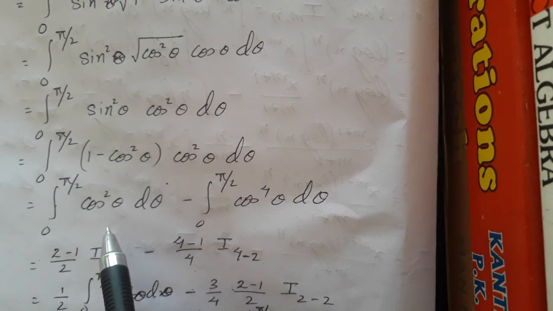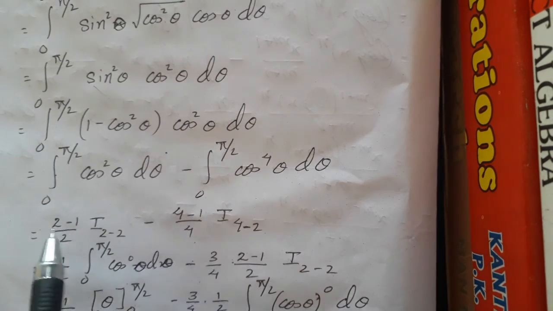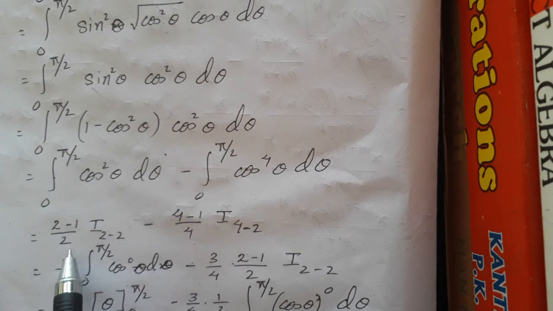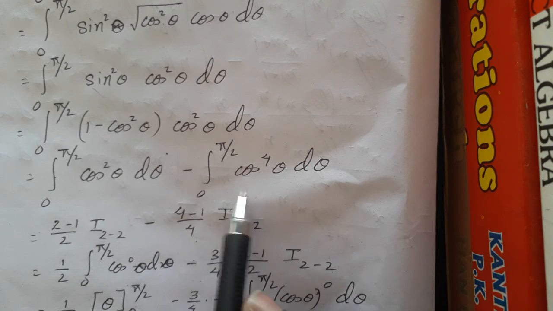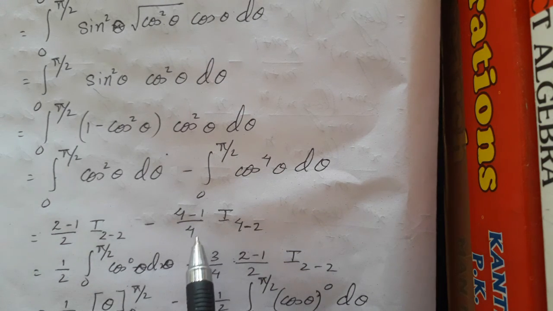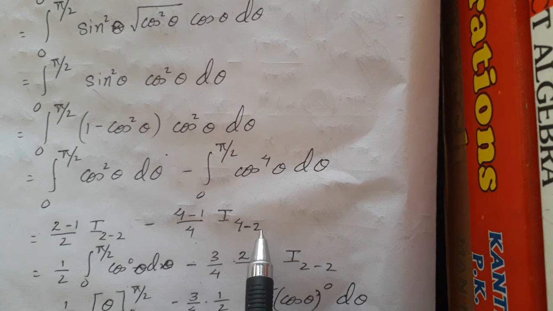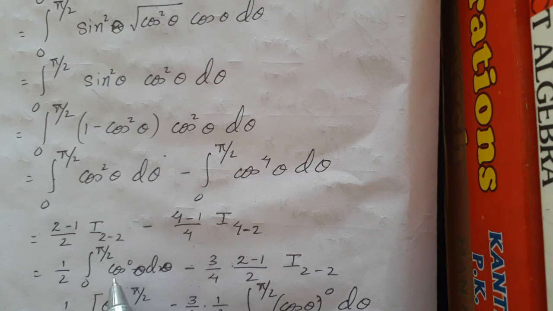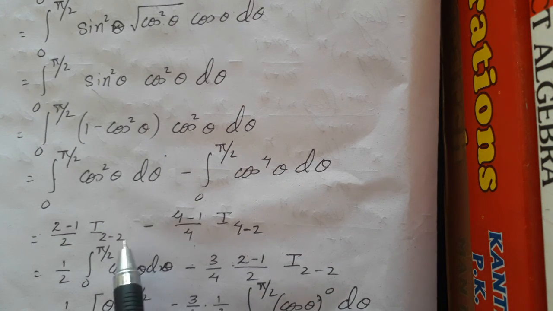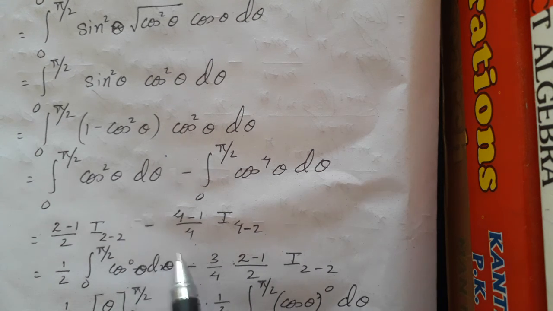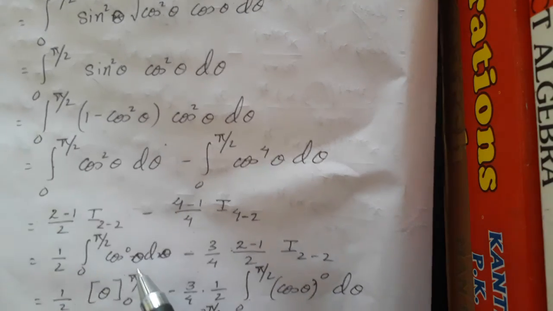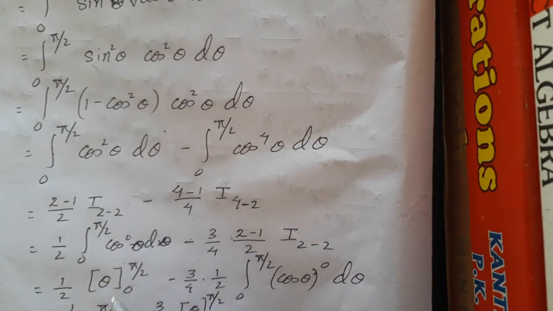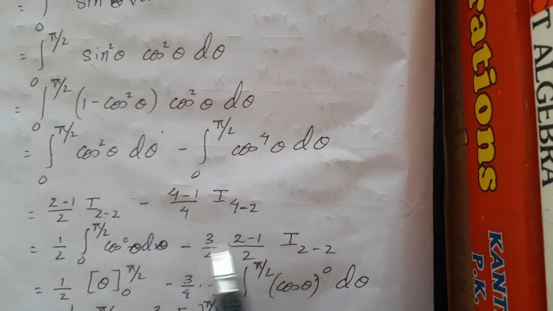So we apply the reduction formula here. We get (2 minus 1)/2 times I_(2 minus 2), minus, here n is 4, so (4 minus 1)/4 times I_(4 minus 2). So 2 minus 1 we get 1, 1 by 2, I here we get 0, so cos θ to the power 0 will contribute 1. So we have to integrate dθ. If we integrate dθ, we get θ. Then we apply the limit 0 to π/2.